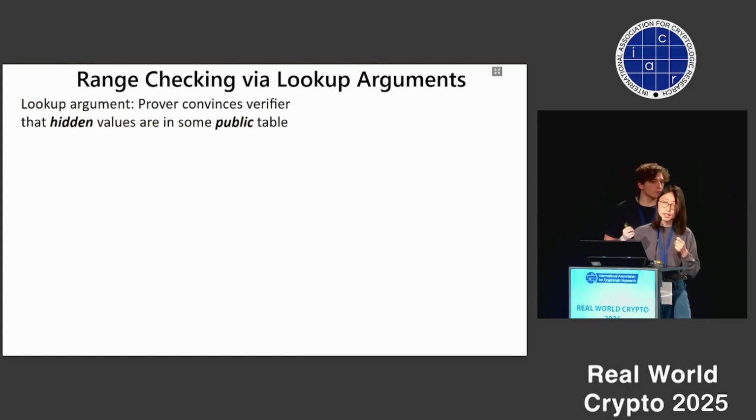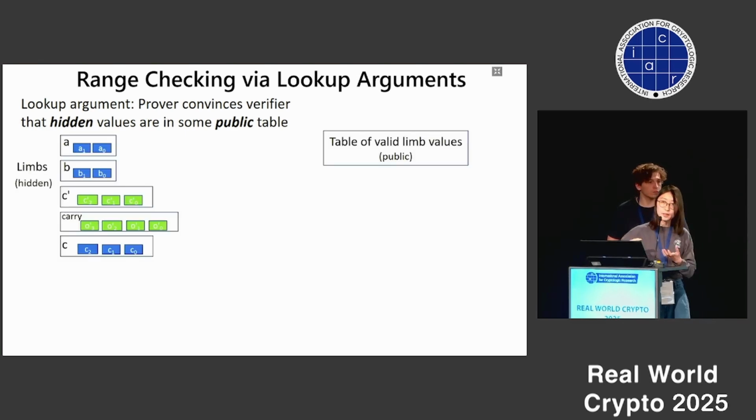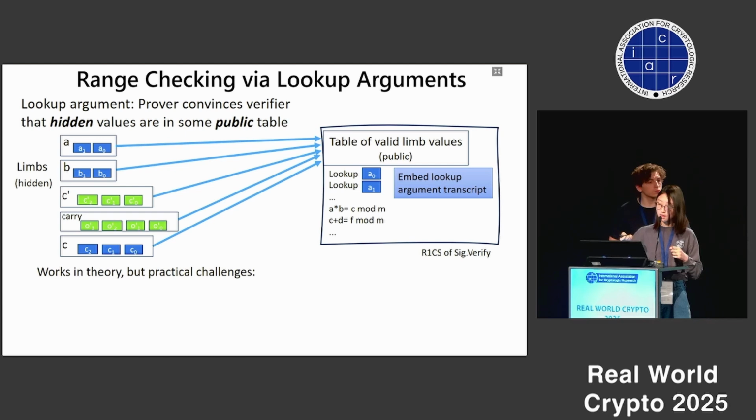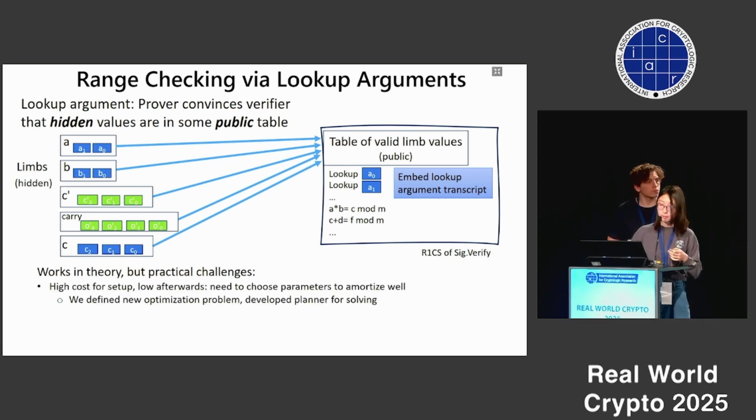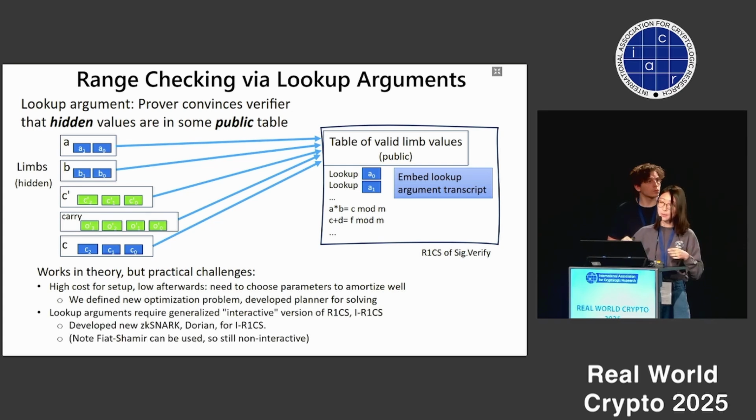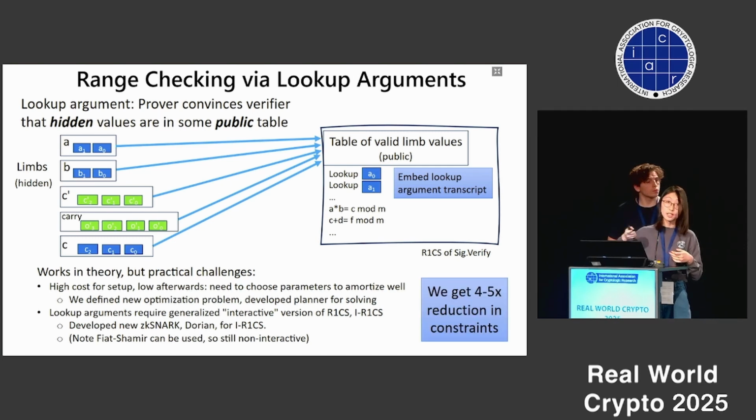We use a new technical tool called a lookup argument to largely improve the performance. The lookup argument allows us to check that hidden values are in a public table. So we can reduce the range check problem into a lookup. We create a table listing all possible values in the range, and then we check that each of the limbs is in the table. It seems that we are done, because originally we needed 1 constraint per bit, but now we only need 1 constraint per limb. But to make this practical, we actually need to tackle some engineering and technical challenges, which I don't have time to mention here, but we get a 4 to 5 times reduction in the R1CS constraint cost.